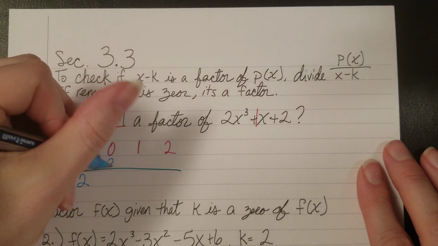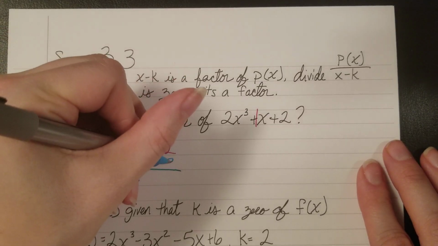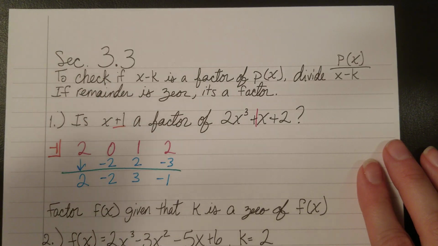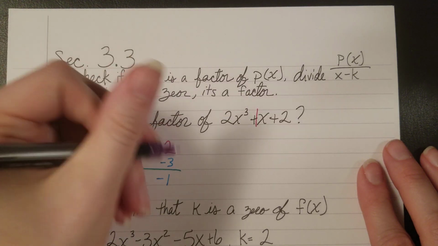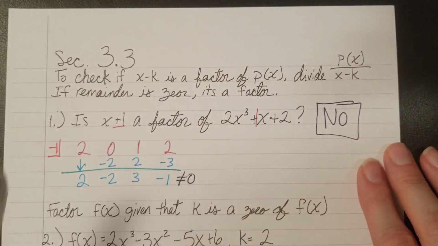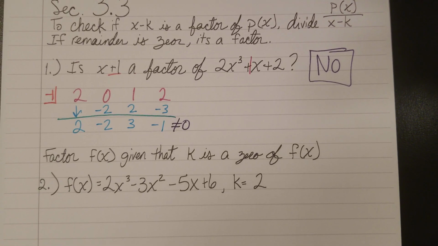Alright, then we have negative 2, negative 2, 2, 3, negative 3, negative 1. So, negative 1 is not equal to 0, therefore the answer to their question is no. Not a factor, because when you divide it, it has a remainder that is not 0. So, alrighty, let's see. Our goal is eventually going to be to factor polynomials this way.